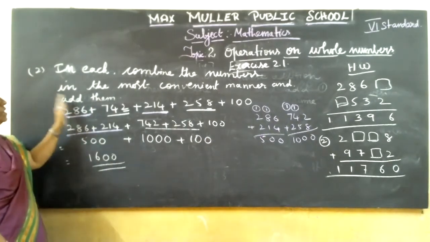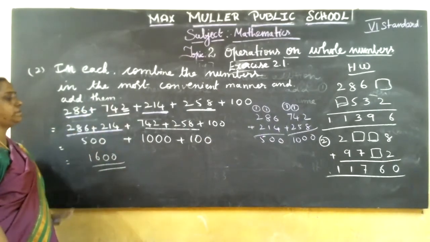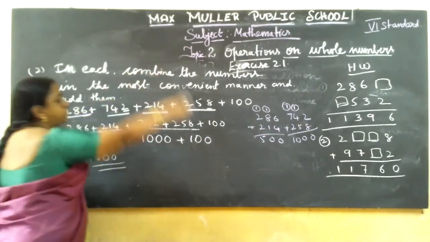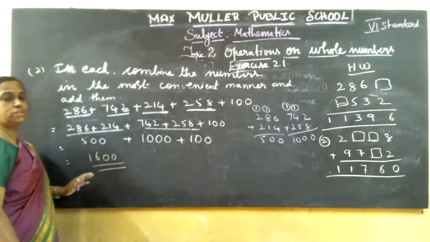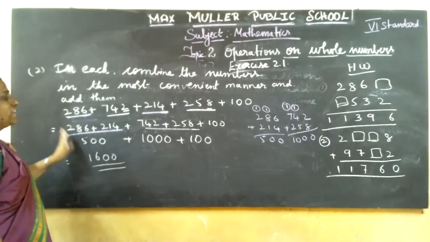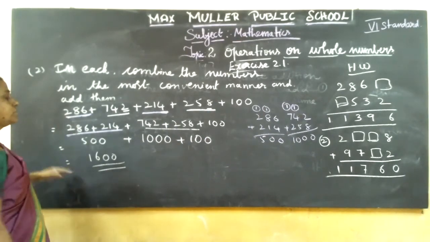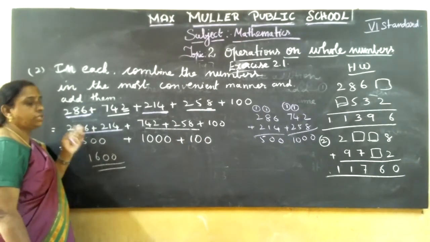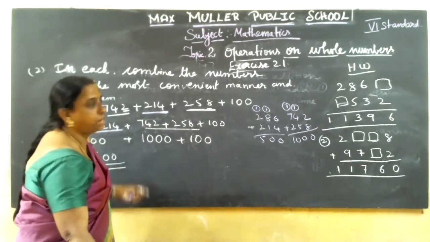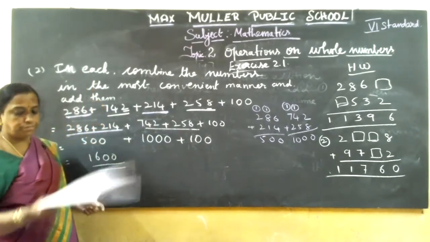See here, we arranged in a convenient manner and we did it easily, instead of writing all the numbers, adding and all. Understand? So this is the easy and quick method we can do. This property made our calculation very easy. Understand? So next question.